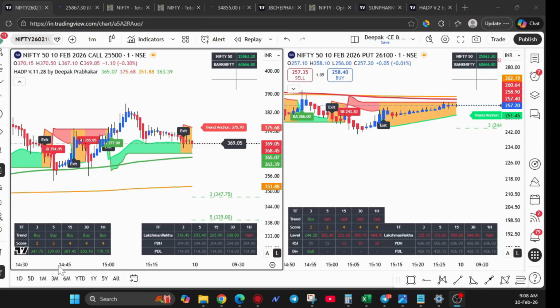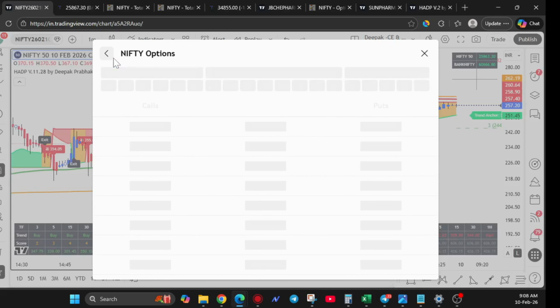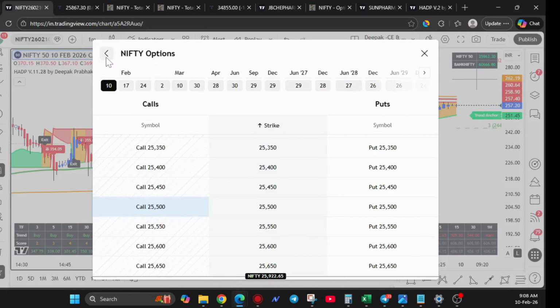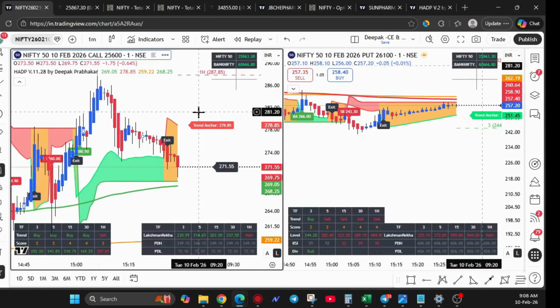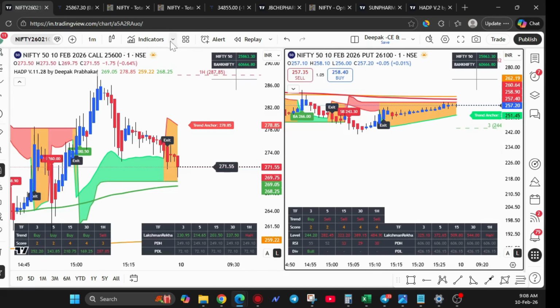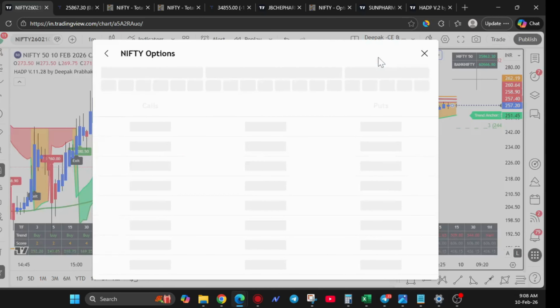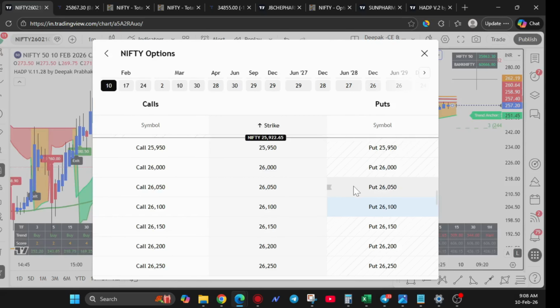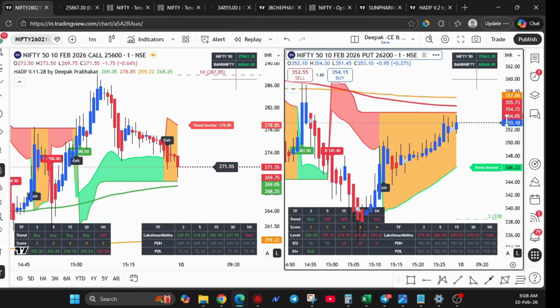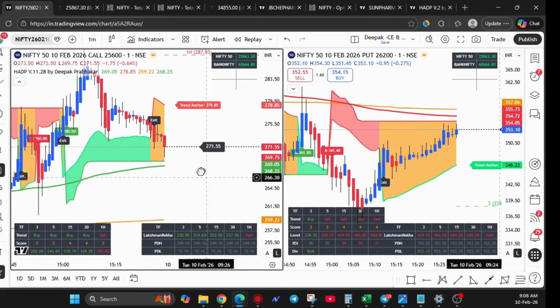Okay. In this case, 300 points below 25,900 is 25,600. So I have chosen 25,600 call option, and above is 25,900 plus 300, which is 26,200 put. Okay, now these are the two that I have kept on my screen.